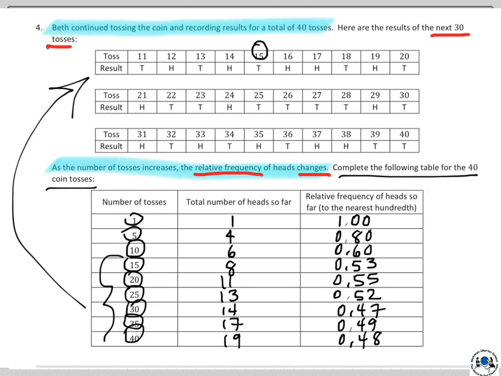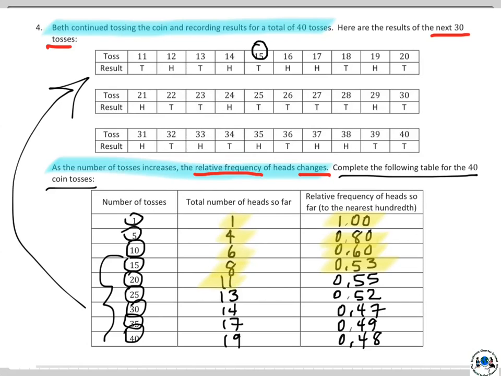After one toss, there was one head, and that's a relative frequency of 1.0, or to the nearest hundredth, 1.00. At 5, we had 4, still a very high relative frequency, 0.80. At 10, you could see now we're going down, 0.60, the relative frequency is dropping, and at the 15th toss, it fell even more.